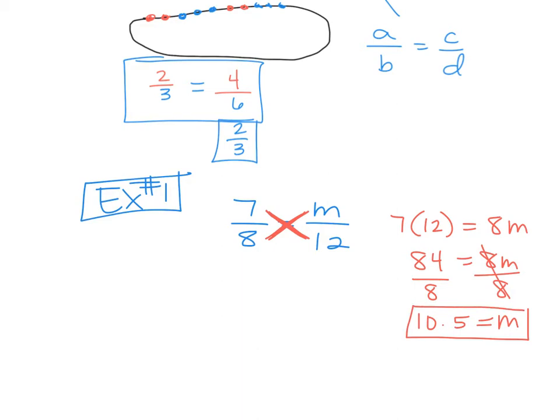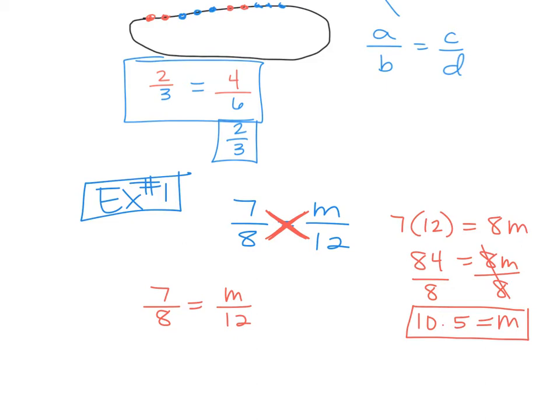The other way you can do it, and this is the way that I'm really not going to do for you very often, but if you see this better, you may do it this way every time. The other way is this. If I know 7 over 8 equals M over 12, if I want to isolate M, what do I have to do with the 12?